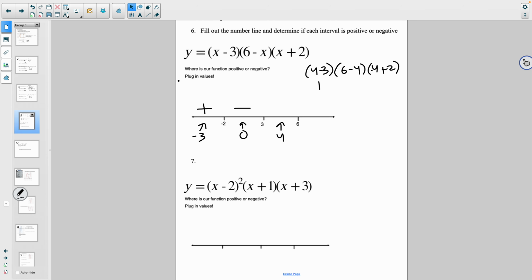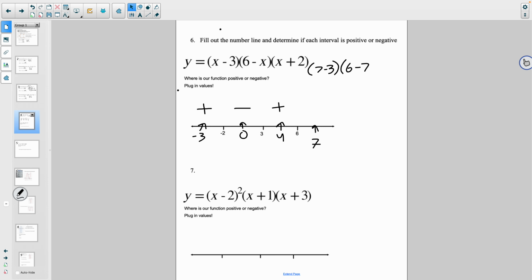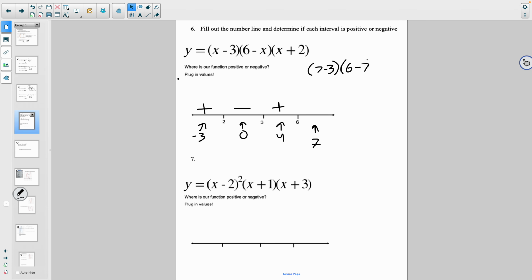Here we get 1, 2, and 6. 1 times 2 times 6 is positive, right? Okay, and lastly, let's plug in a value greater than 6. Let's just plug in 7. So we get 7 minus 3, 6 minus 7, and then 7 plus 2. So let's see what we end up with, right?